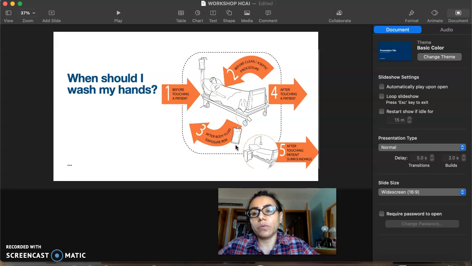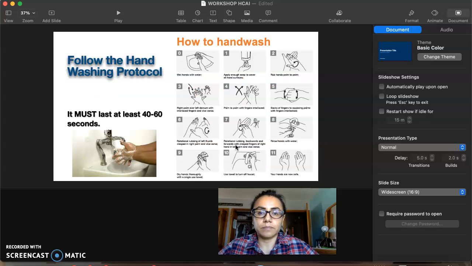Now, you may be wondering, when should I wash my hands? It can be pretty obvious, but let's review these steps. Not the steps, but the occasions. So 1, before touching a patient. Number 2, before clean aseptic procedure. Number 3, let's not skip the number, after blood fluid exposure risk. 4, after touching a patient. And 5, after touching patient's surroundings.